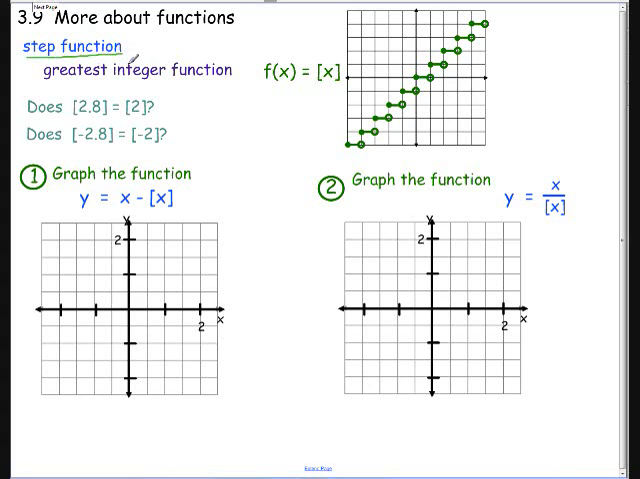Step function. This is also referred to as the greatest integer function. It actually happens a lot around us. Does the step of 2.8 equal 2? Now notice these brackets. That's the greatest integer function. We know if we had f of x equals, that we're talking about absolute value.